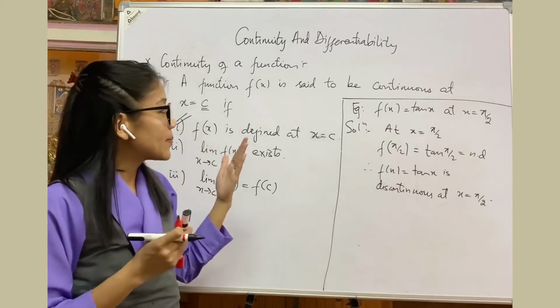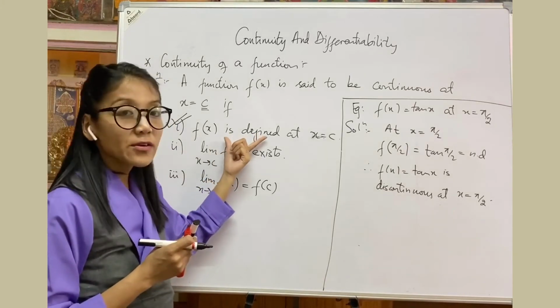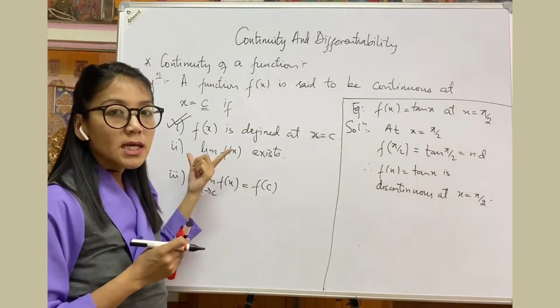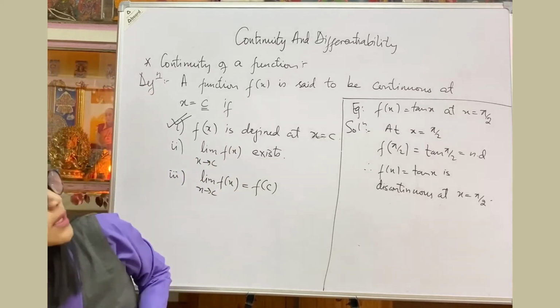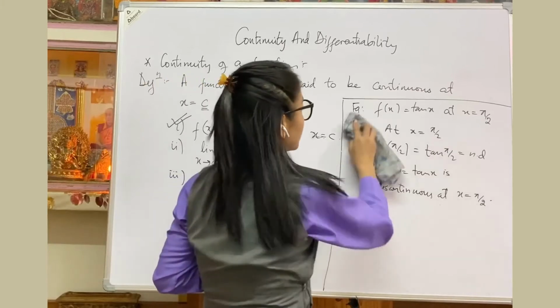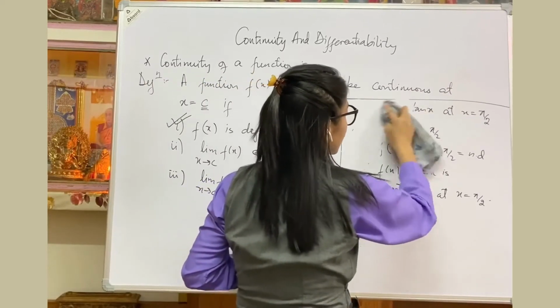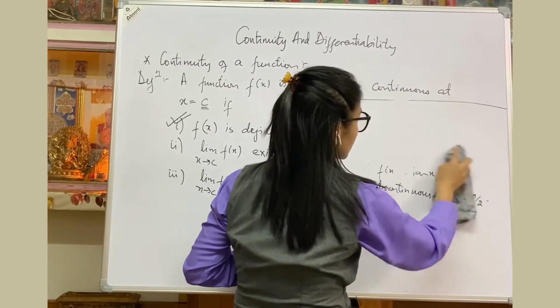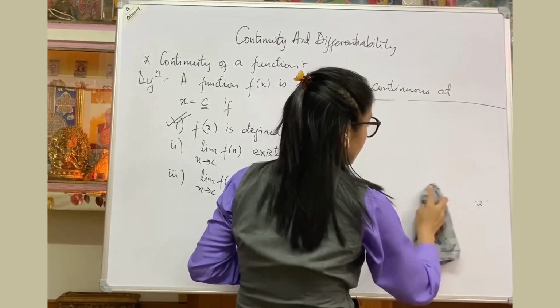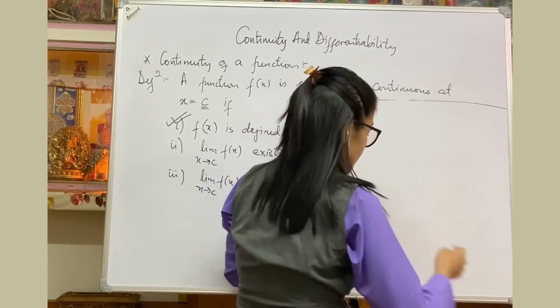Now, what happens when a function satisfies the first condition but does not satisfy the second condition? How will the graph be broken at that point? So we will check a second example. I'll give you another example.